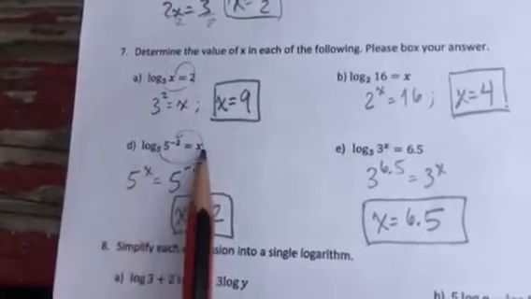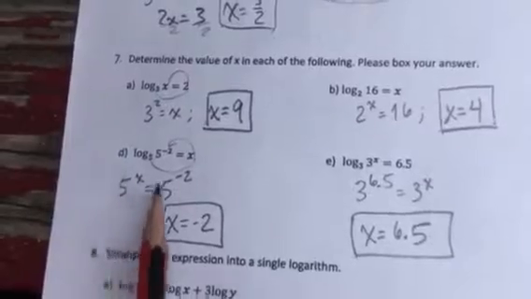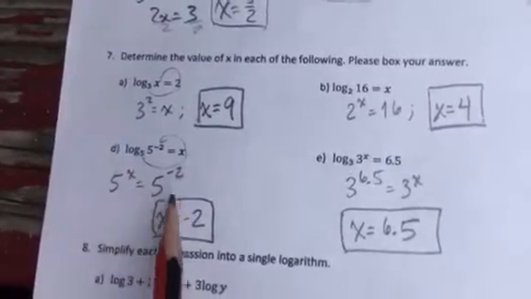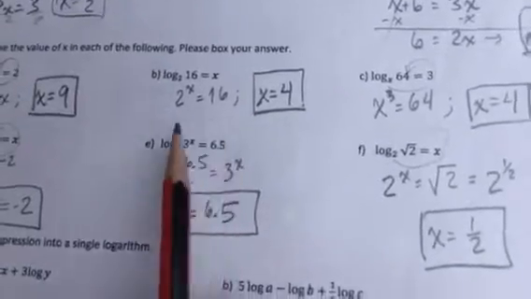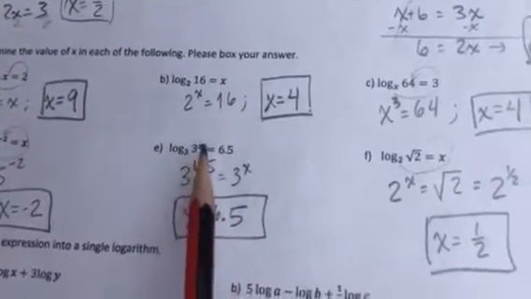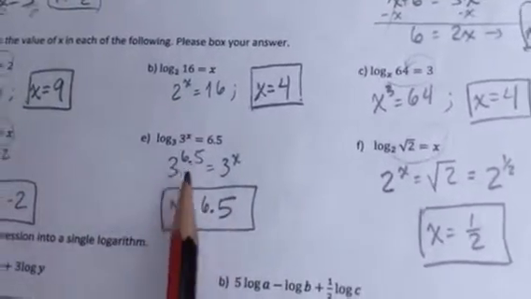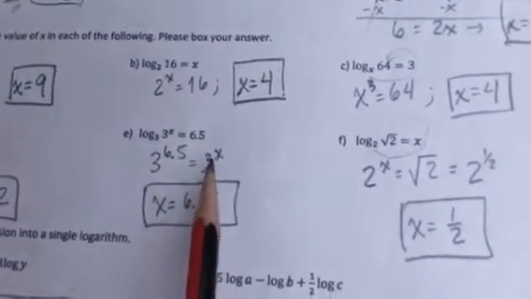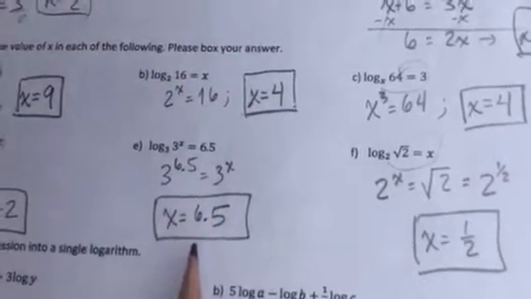Down here, 5 to the x equals 5 to the negative 2. Well, okay, there we have equal bases again, so x equals -2. Over here, 3 to the 6.5 equals 3 to the x. Very similar problem, just like this one. So it's 3 to the 6.5 equals 3 to the x. Well, okay, x must equal 6.5 then. There's nothing else to do there.